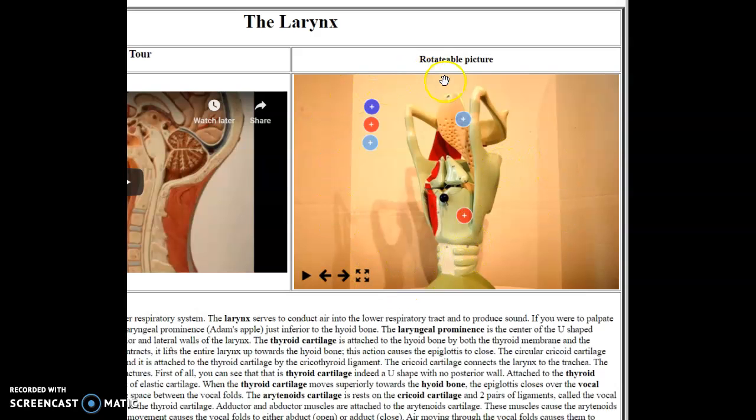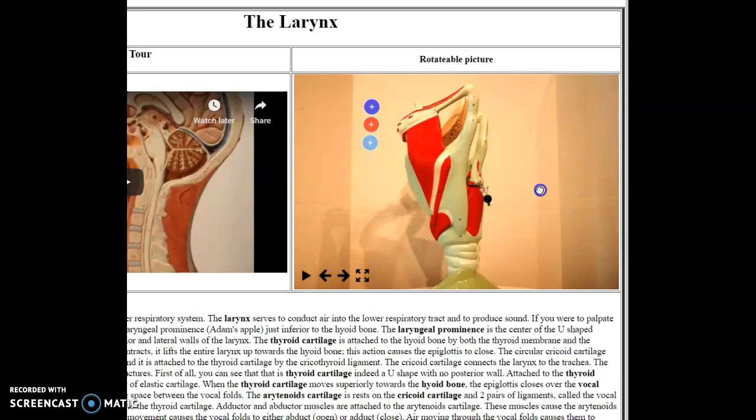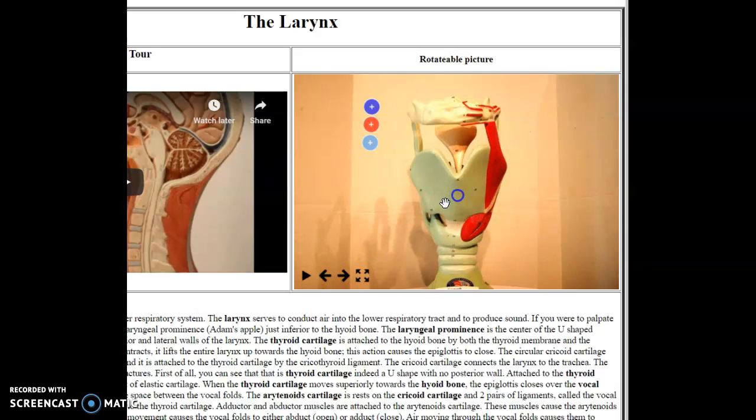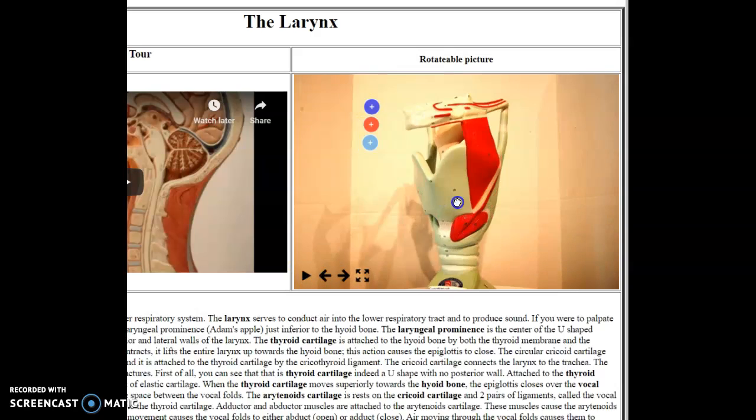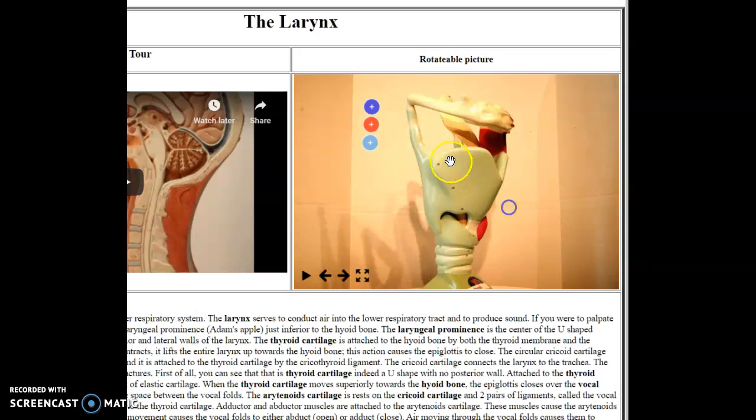This video goes over this larynx model right here. You can rotate it by grabbing it and moving the mouse. You can just click the arrows. You can click play. And these are hotspots. The hotspots are all in the right place on the model. We have a superior view, we have a posterior view, and we have an anterior view.